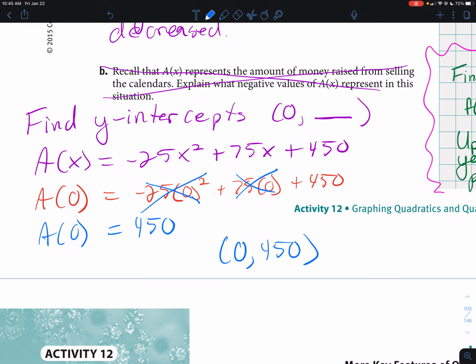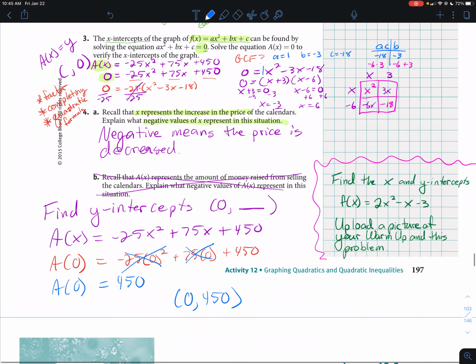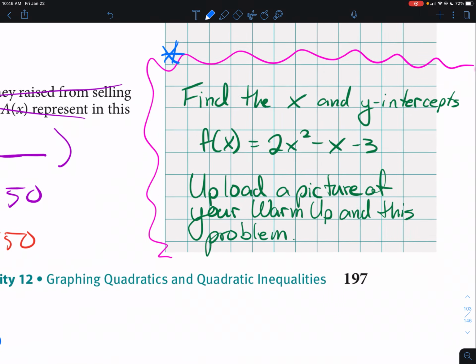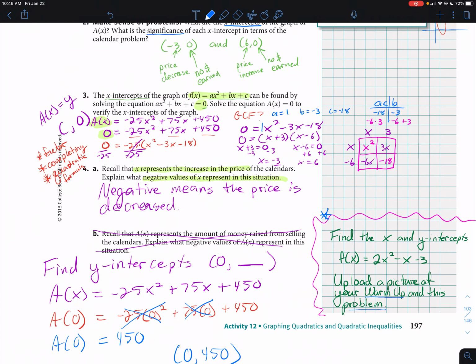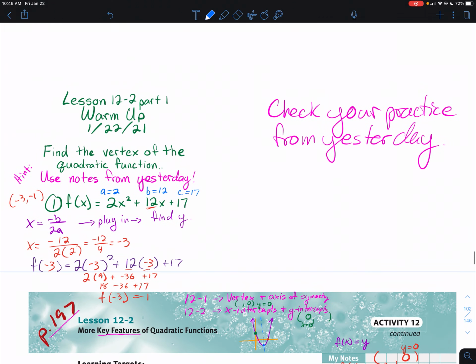And that about sums up what we need for this lesson: how to find the x-intercepts and how to find the y-intercepts. So for today, I just want y'all to do this one example over here. Just do the best you can. I just want to see what you can do. So make sure you upload a picture of the warm-up and this problem. And I'll show you the warm-up one more time.